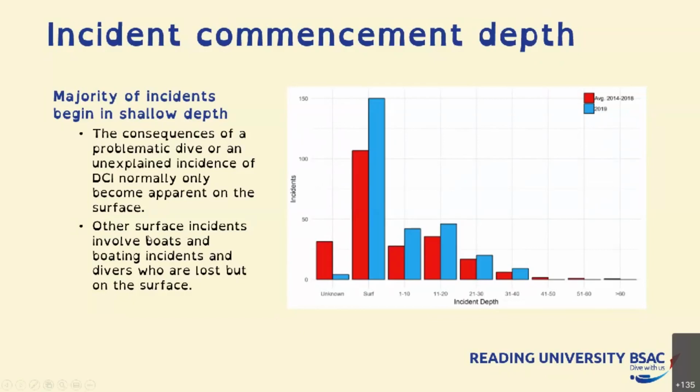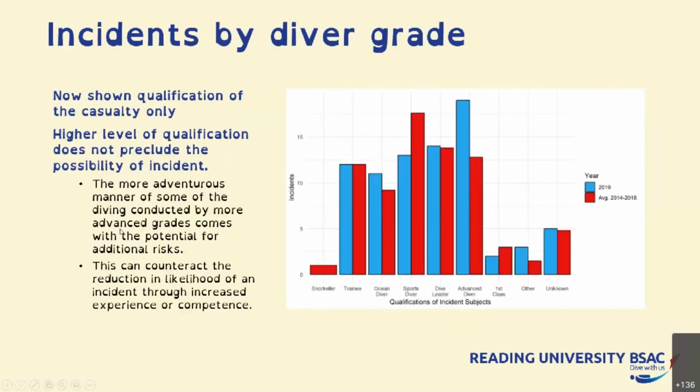Okay, so also on the surface incidents, that involves boats and boating incidents. And also people who end up getting lost or swept away from the dive boats. There's quite a large number of those when you get into the reports. So that is why there is quite a bit of a skew. But as you can see, there is a definite trend there. You'll note from minimal incidents happening at 60 meters right through to once you get to the 1 to 10 meter, yeah, things start to pick up. And then here's an interesting one.